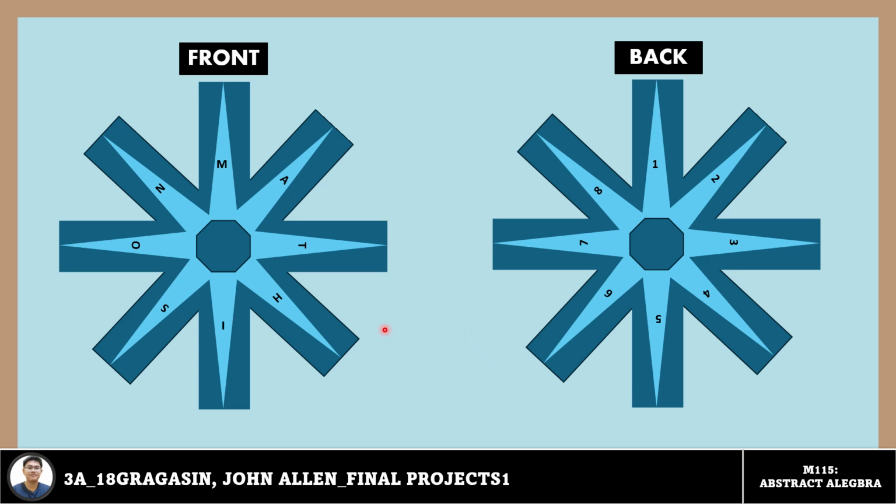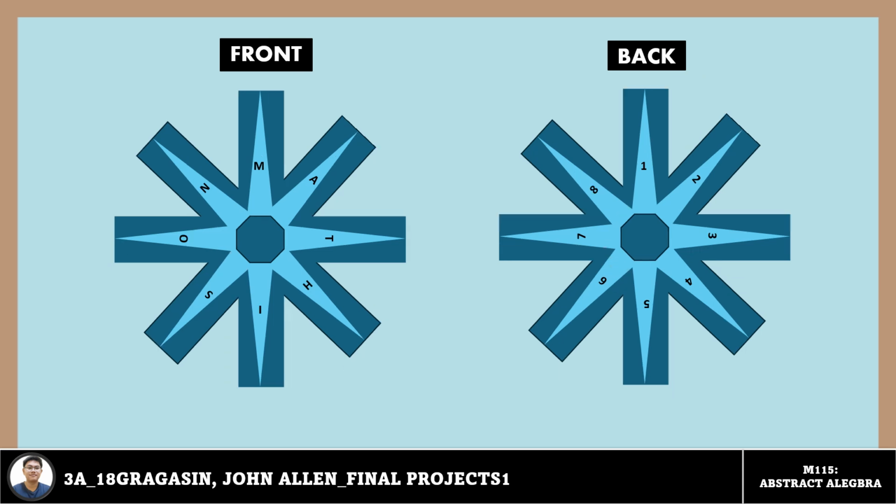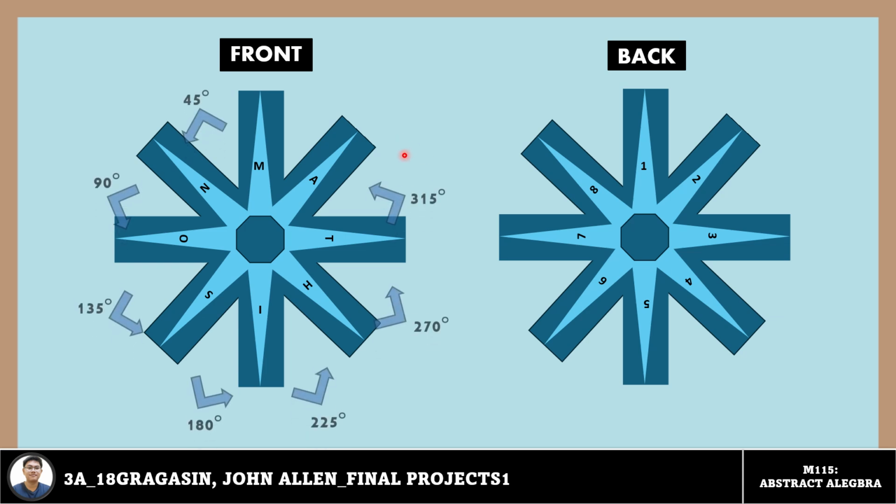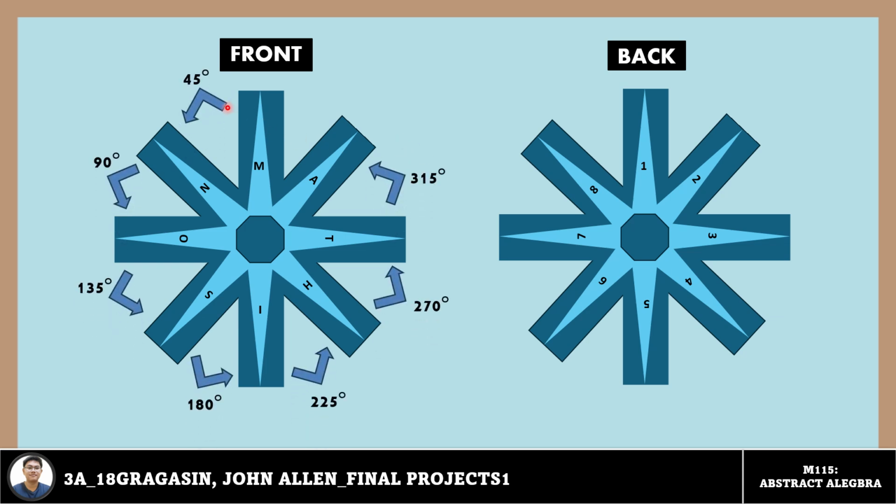So here are the front and back of my geometric model. In our front, we have the elements M, A, T, H, I, S, O, and N. And in our back, we have the elements 1, 2, 3, 4, 5, 6, 7, and 8. In our front, we will be using the counterclockwise rotation. So we have here 45 degrees, 90 degrees, 135 degrees, 180 degrees, 225 degrees, 270 degrees, and 315 degrees.